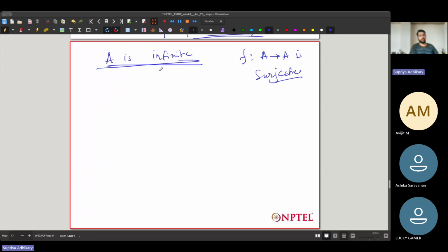For the infinite case this is actually not true. Basically, we can give an example.